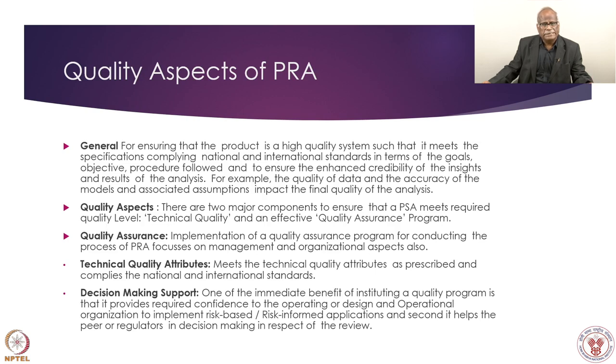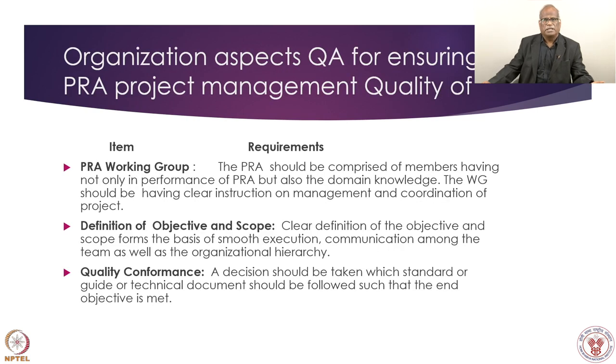So these are some of the higher level attributes: whether I have benchmarked it, how I have benchmarked it, whether I have documented it. If we answer these questions, it becomes clear for everyone to see that we have followed the highest quality assurance record. The organizational aspects of QA are like this PRA working group.